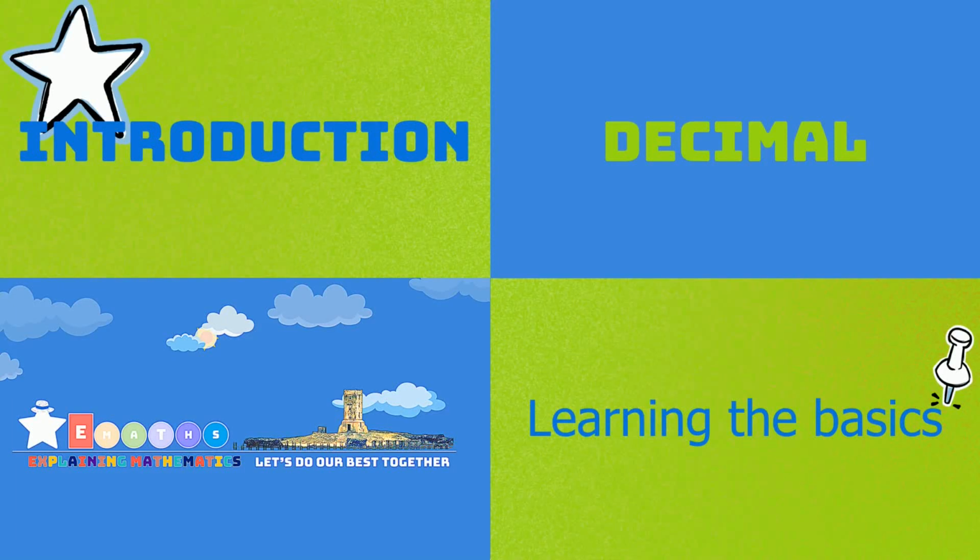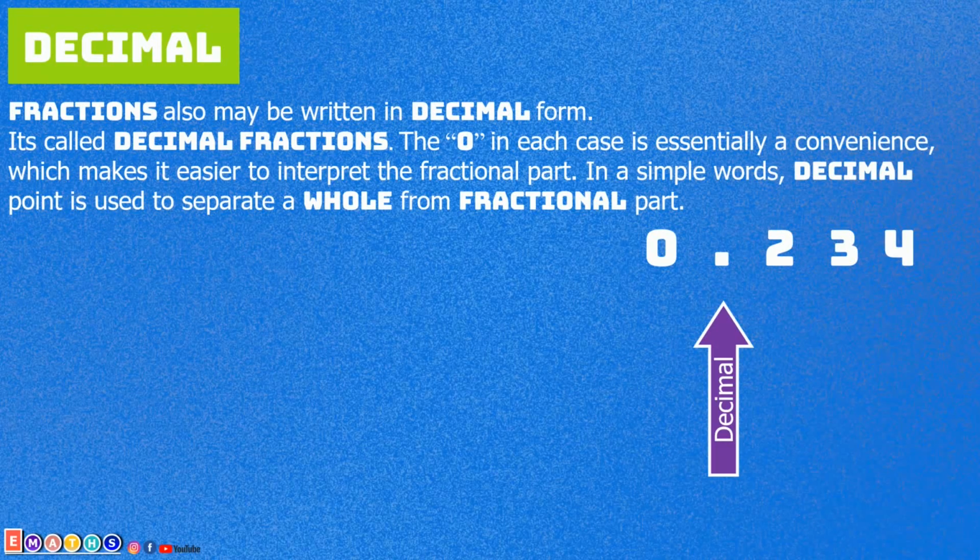Decimal, learning the basics. Fraction also might be written in a decimal form. It's called decimal fractions. Decimal point is used to separate a whole from fractional part. Here we have number 0 representing a whole, and it is separated from fractional part by the decimal point.